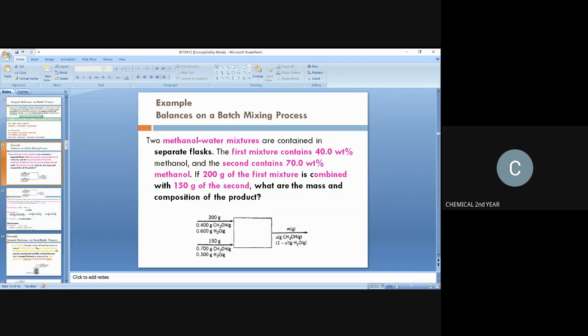We have given the input of 200 grams and 150 grams. What we have to find is the mass and composition of the product stream. To find the composition of the product stream, we have to do the individual material balance, and to find the total mass of the product, we have to calculate from the overall material balance.